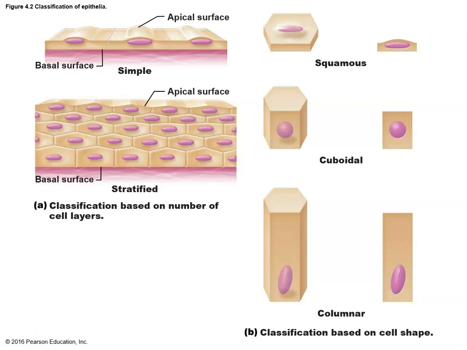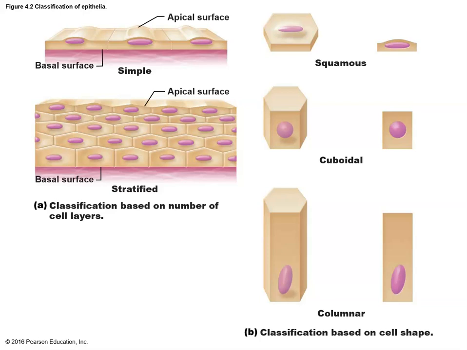Is it a simple tissue, or is it a stratified tissue? So a simple tissue is one that has a single layer of cells. A stratified tissue, as you can see in the image, would have multiple layers of cells. We can also classify epithelia based on shape. And epithelia come in three basic shapes. The first one is squamous, then cuboidal, and columnar.